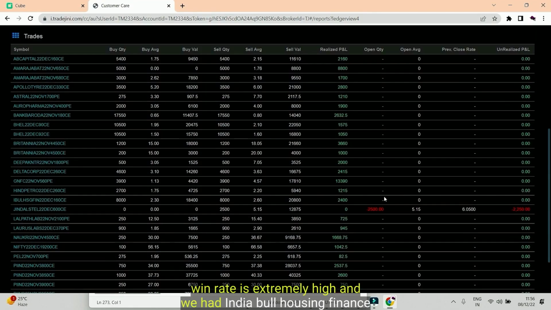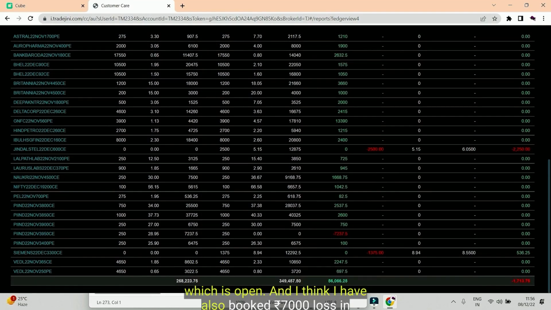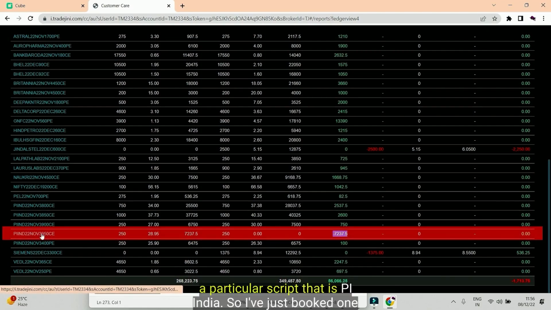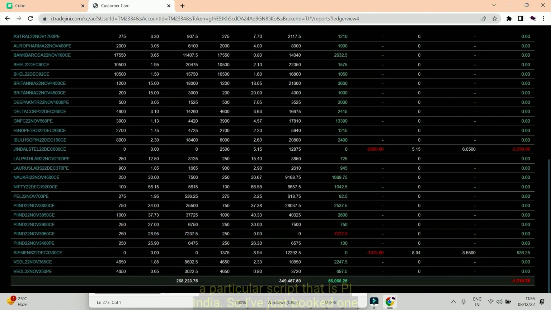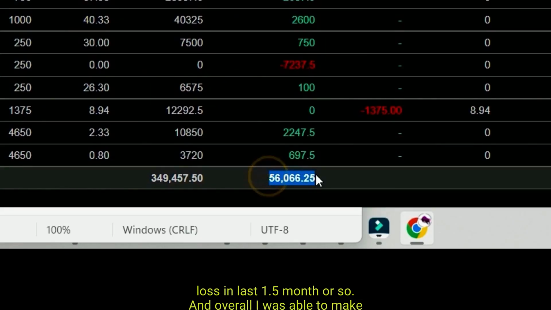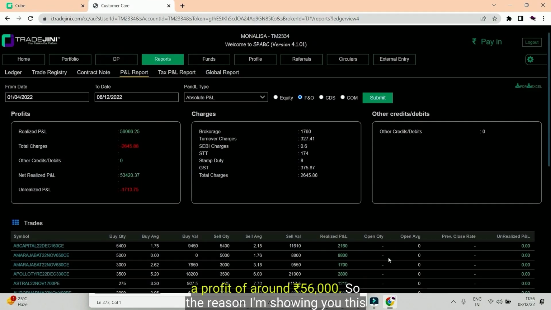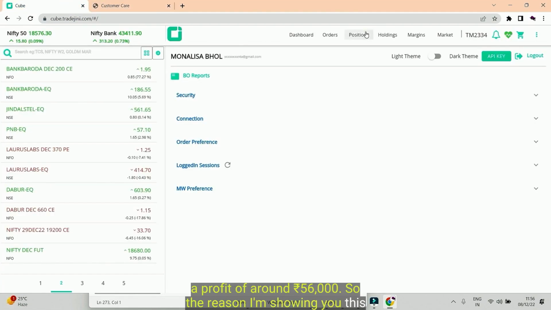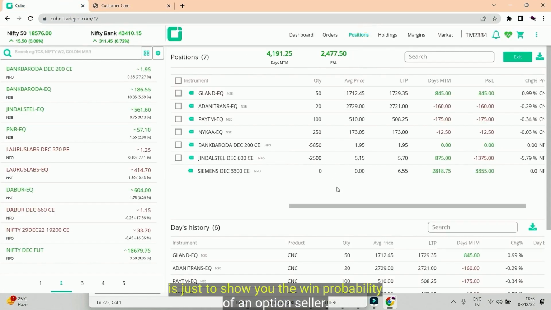We had India Bulls Housing Finance, which is open, and I think I've also booked a 7,000 rupees loss in a particular script, that is Pi India. So I've just booked one loss in the last 1.5 months or so, and overall I was able to make a profit of around 56,000 rupees. The reason I'm showing you this is just to show you the win probability of an option seller. All the trades that I've shown you were all option selling.